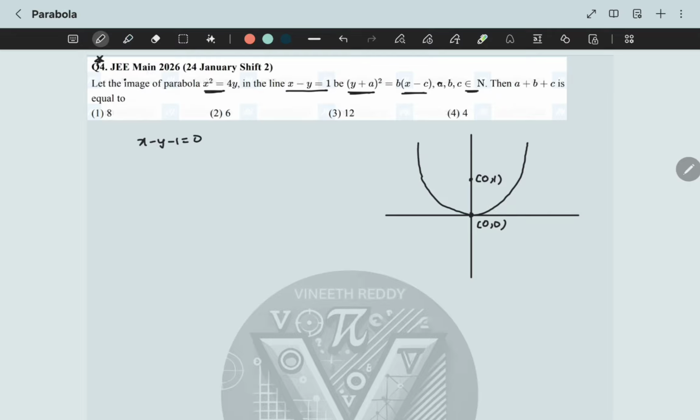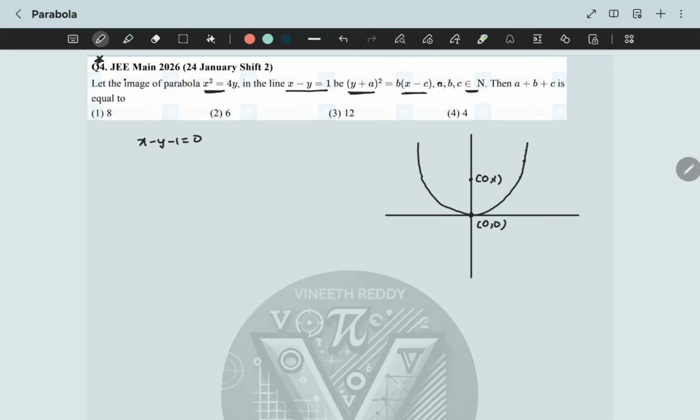Now think about it. Whenever we take the image of a point with respect to a line, we get another point, right? Object distance is equal to image distance. Now here we need to take the image of each and every point on the parabola. Practically that is not feasible.